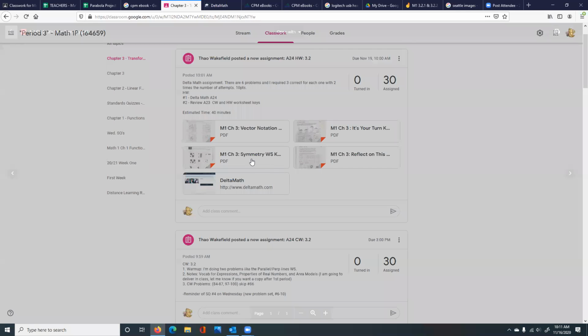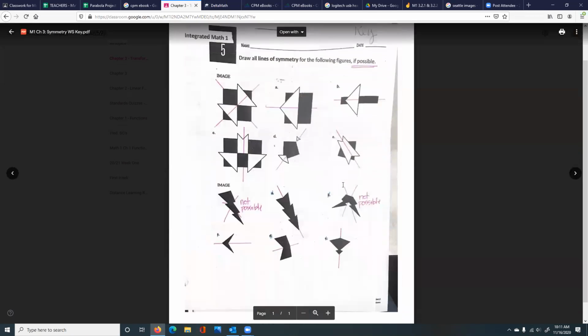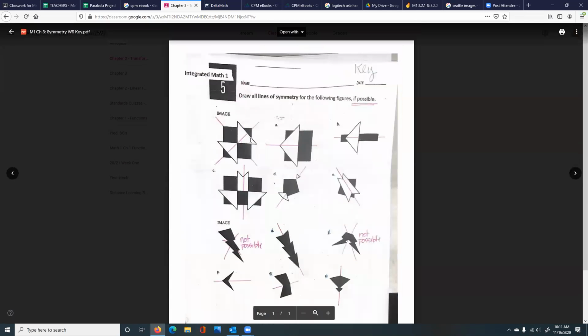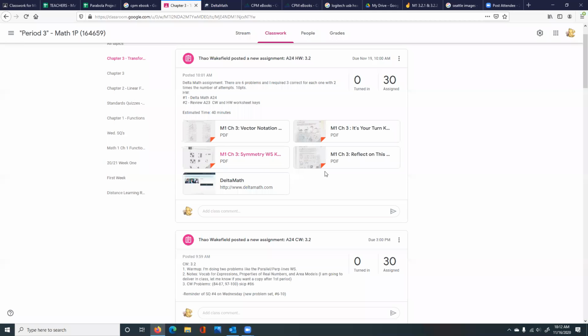The other worksheet that you had to do was pretty easy. This one had 2 lines of symmetry, diagonal lines of symmetry. This one had 1 horizontal, 1 vertical, diagonal, diagonal. These 2 didn't have any. There's no line of symmetry for this one or this one. And these all had 1 right down the middle. So a very easy worksheet to do and turn in.